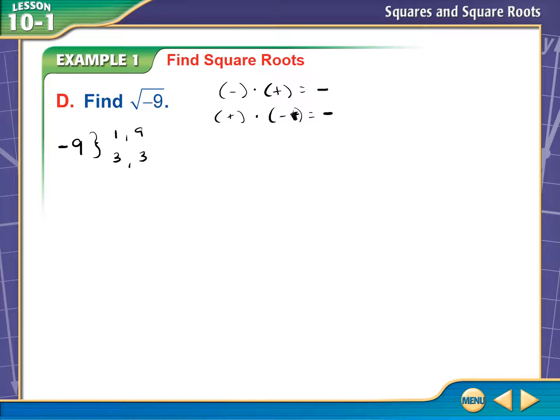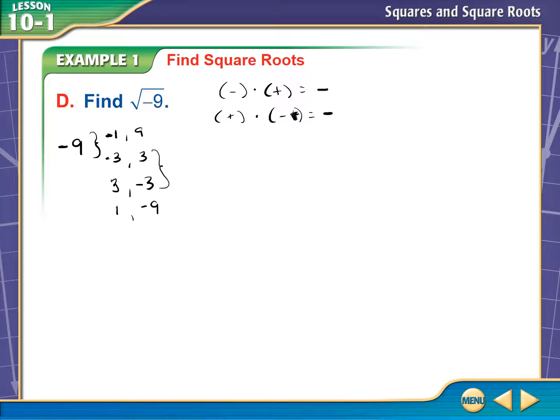So one of the factors has to be a negative and one has to be positive. So it could be negative 1 times positive 9. It could be negative 3 times positive 3. It could be positive 3 and negative 3. Or it could be positive 1 and negative 9. All right. Now I know, because I'm looking for the square root, I'm looking for factors that are the same, which leads me to think that it should be one of these two groups here, right? 3, because these are all 3s.